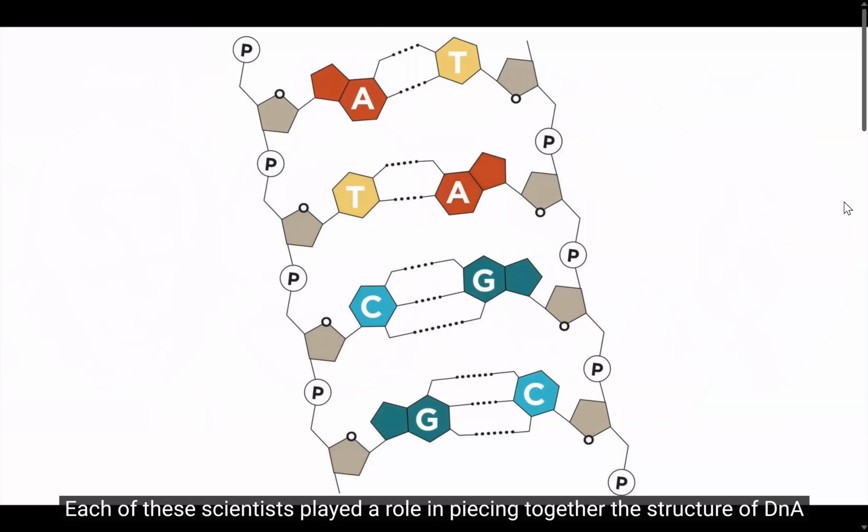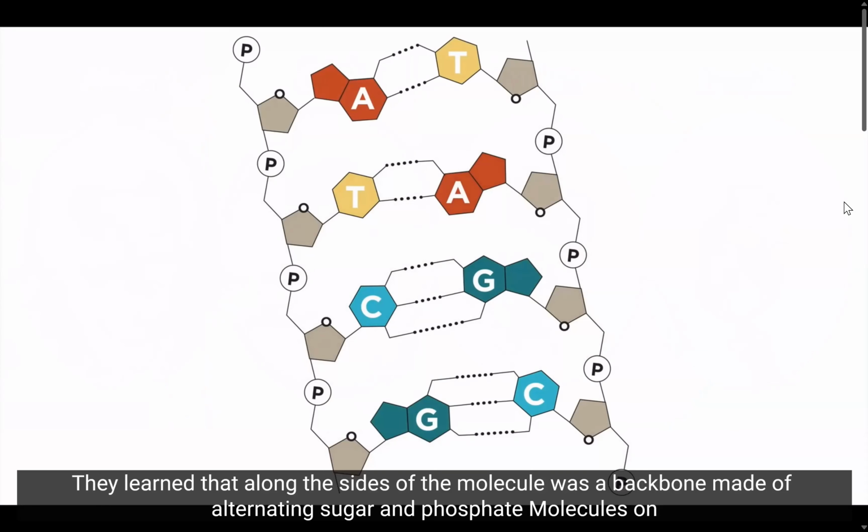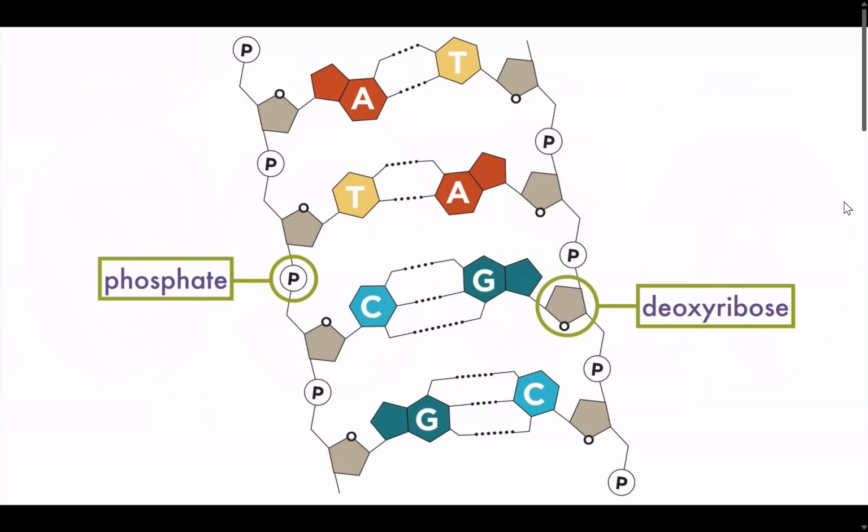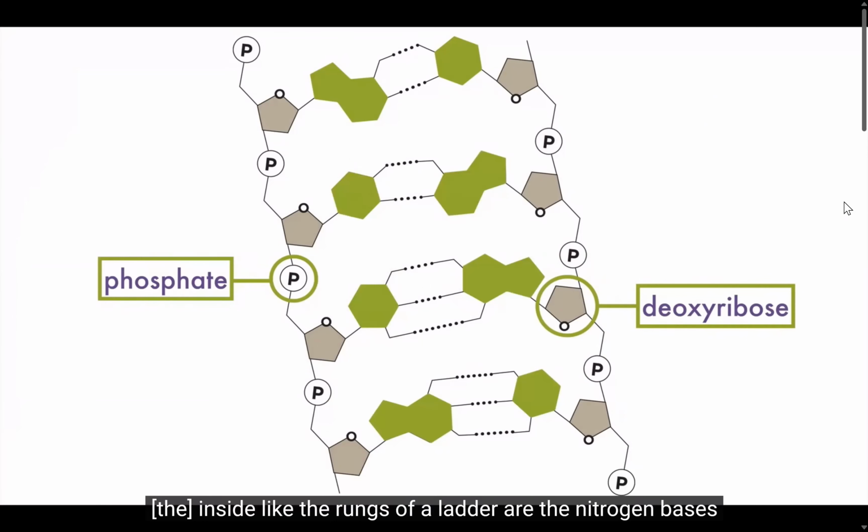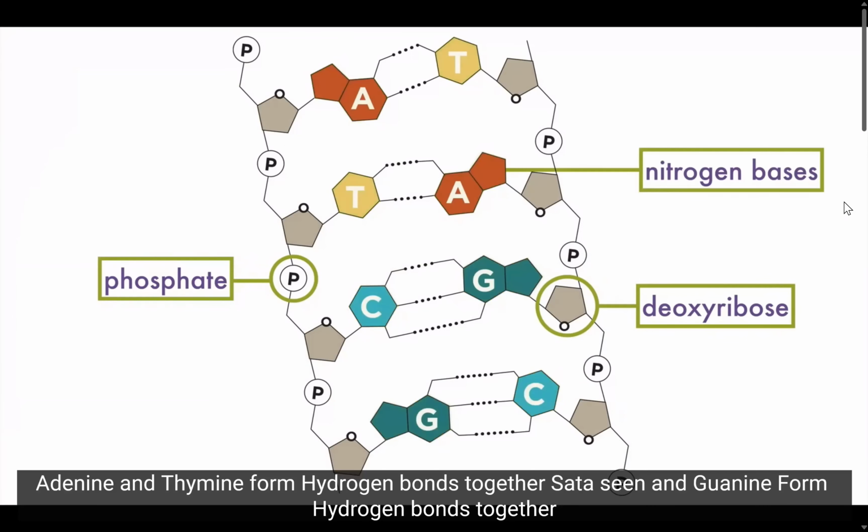Each of these scientists played a role in piecing together the structure of DNA. They learned that along the sides of the molecule was a backbone made of alternating sugar and phosphate molecules. On the inside, like the rungs of a ladder, are the nitrogen bases. Adenine and thymine form hydrogen bonds together. Cytosine and guanine form hydrogen bonds together.